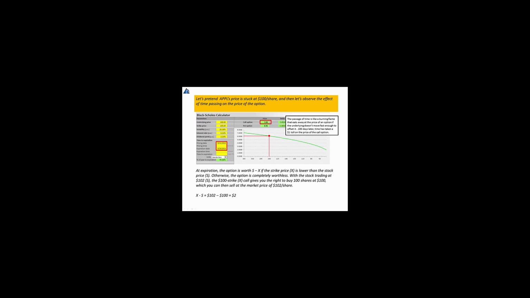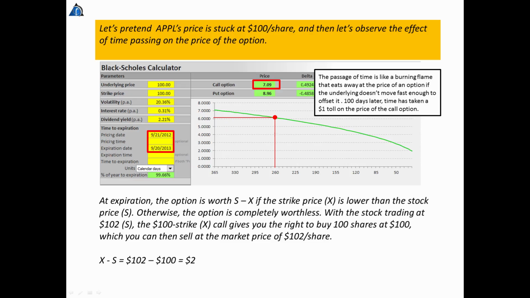The stock has done nothing during those 100 days. The price of the stock hasn't moved. 100 days ago, it was $100, and 100 days later, it's still $100. What has happened, though, is time has passed. And the passage of time, I said, is like a burning flame. It has taken a full dollar toll on the price of the option. It has dropped from about $7 to about $6, as you can see in the chart.